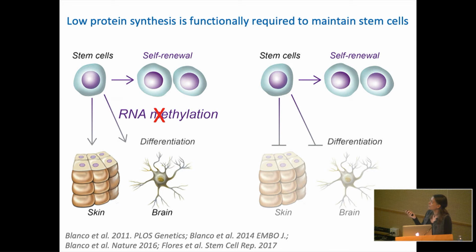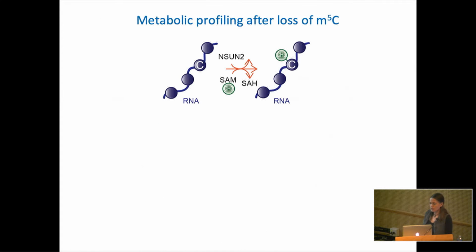So this concept that the protein synthesis is really functionally required has since also been confirmed in the blood and in the brain by others. So I do think it's a very important mechanism. But what I would like to focus on today is what we stumbled across when we asked a different question: what does it actually mean for the cell metabolically when you change the tRNA methylation?